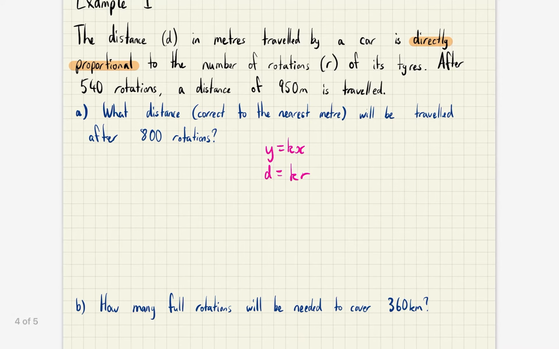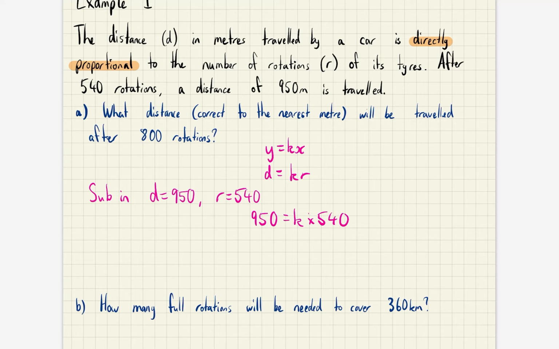My first step after getting the formula is to substitute values in. So I'm going to sub in d is equal to 950 and r is equal to 540. If I do that, I'm going to have an equation: 950 is equal to k lots of 540. I'm just going to write it like that.